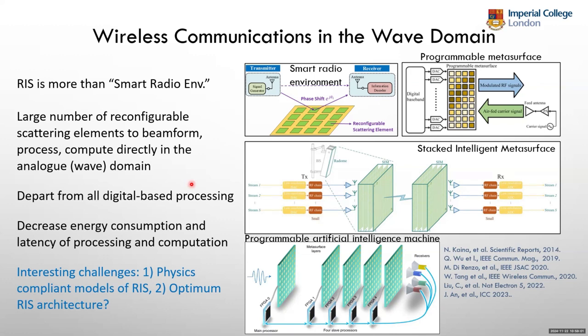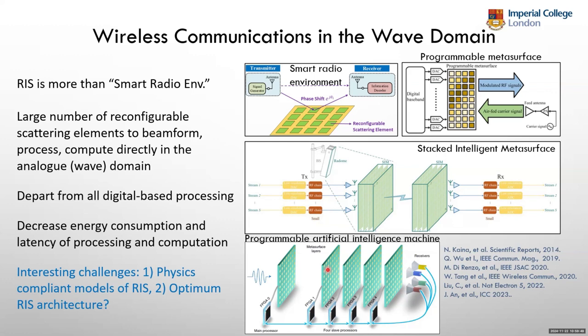And so there's been a lot of work that has shown that you can use RIS to have a form of programmable metasurface, to do some form of modulation directly in the analog domain, or you can do some form of computing, for instance, here when you do stacked intelligent metasurfaces, or use these programmable AI machines to have additional benefits than just beamforming. The whole benefit of having those intelligent surfaces potentially embedded within the base station is to depart from conventional all-digital-based processing and therefore decrease the power consumption and improve the latency of processing and computations.